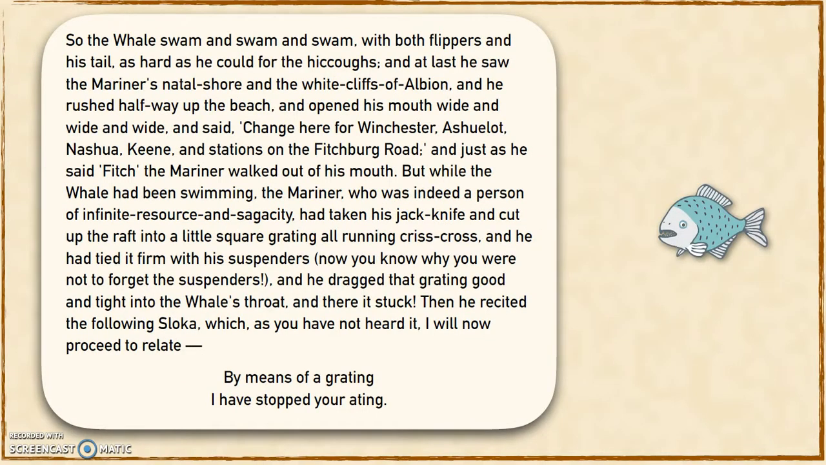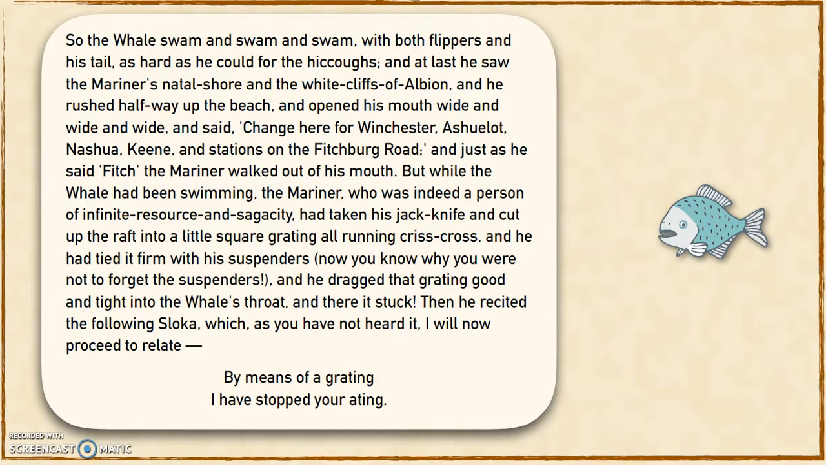So the whale swam and swam and swam with both flippers in his tail as hard as he could for the hiccoughs, and at last he saw the mariner's natal shore and the white cliffs of Albion, and he rushed halfway up the beach and opened his mouth wide and wide and wide and said, "Change here for Winchester, Ashuelot, Nashua, Keene, and stations on the Fitchburg Road." And just as he said Fitch, the mariner walked out of his mouth. But while the whale had been swimming.